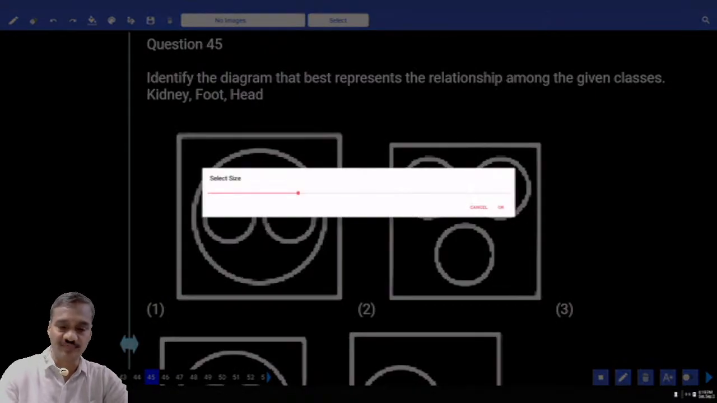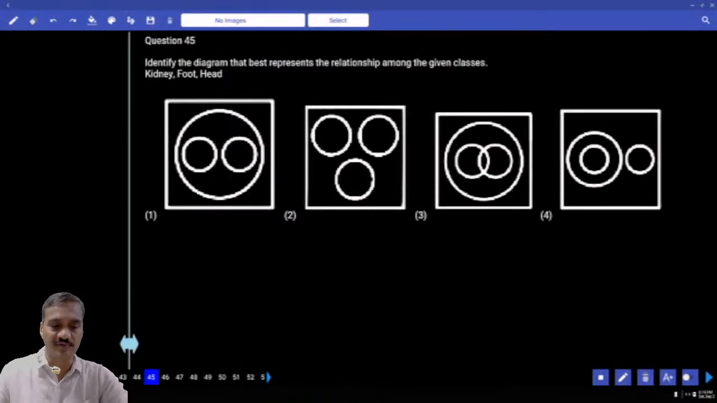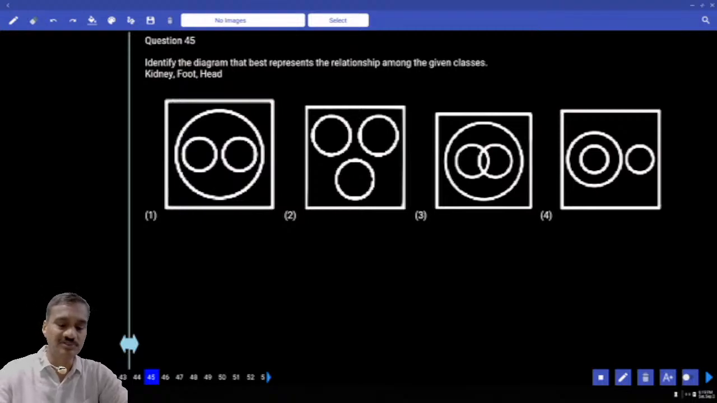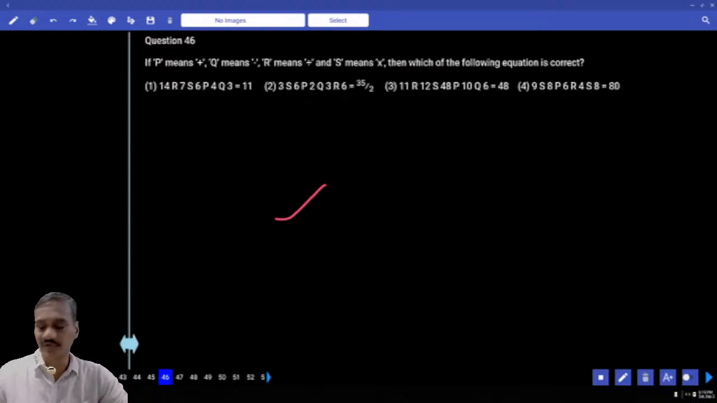Then next one 45. Now in this question number 45, kidney, foot and head. Then how to identify this one? Foot, head and kidney. Now these three are what? These are three different parts of a body. Then 45 choice.